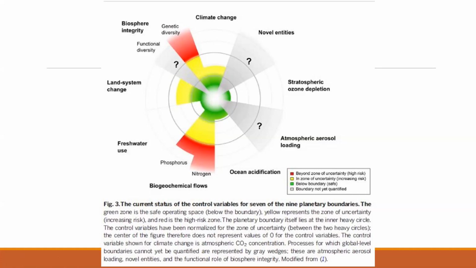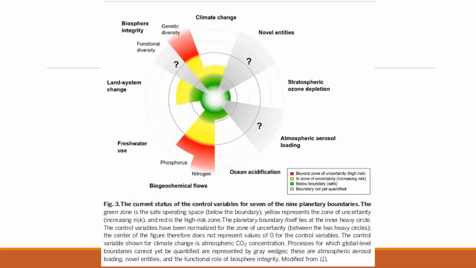And then there's just a little bit more information of things that you might want to know. So for example, there are question marks in the figure. What does that mean? Well, down here it says processes for which the global level boundaries cannot yet be quantified are represented by gray wedges. In other words, we don't know how to measure these yet, okay?